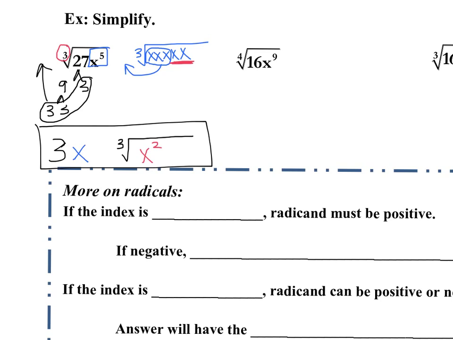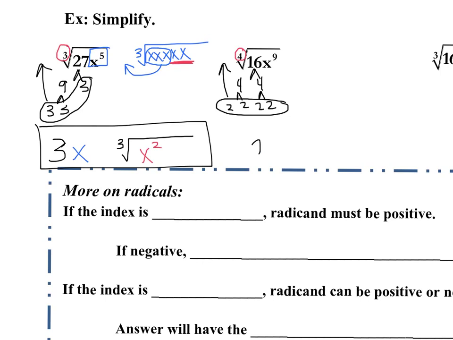Let's try the second one. The fact that this is a 4 means that we can only circle a group of 4. So I'm going to start by just breaking down the 16. It's 4 times 4, and you know that those break down even more. 2 times 2, 2 times 2. There is my whole group of 4, and that gets to come out. And again, there's no whole numbers left on the inside.